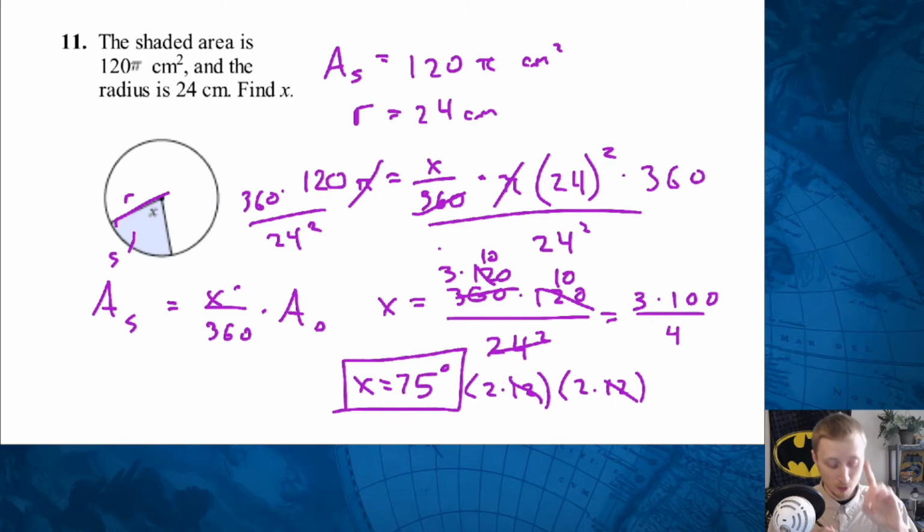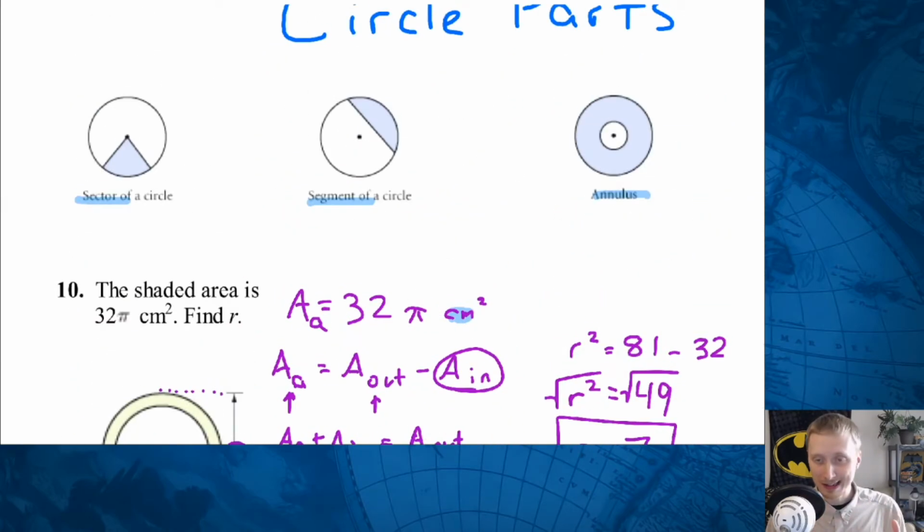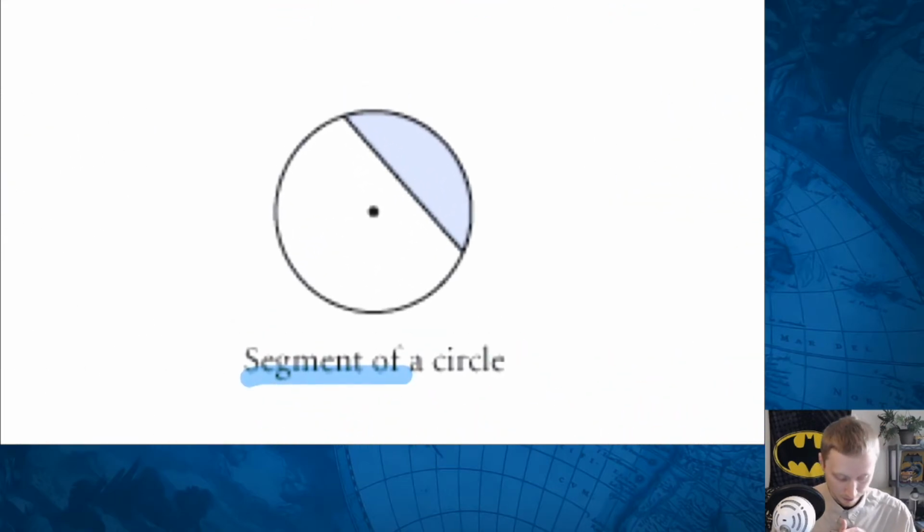There is one more section that I haven't covered yet. And the video is getting kind of long. How do you deal with a segment of a circle? Well, the segment of a circle is really 2 things, right? It is a sector and a triangle.